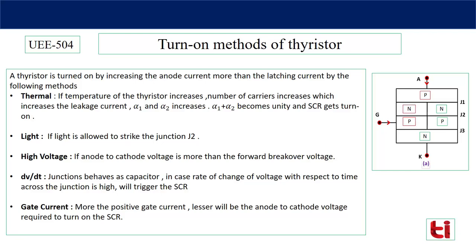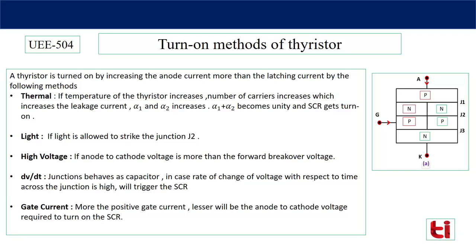Ultimately, if the temperature increases further, or because of the repulsion of the charges, these junctions will break down and the thyristor will conduct. This phenomenon can be represented as an increase in current gain of the two transistors, alpha 1 and alpha 2. If alpha 1 plus alpha 2 is close to unity, or if the anode current is more than the latching current, then the thyristor will be turned on. But this method is generally not preferred because the instant of triggering is not available. It is a very complex triggering method.